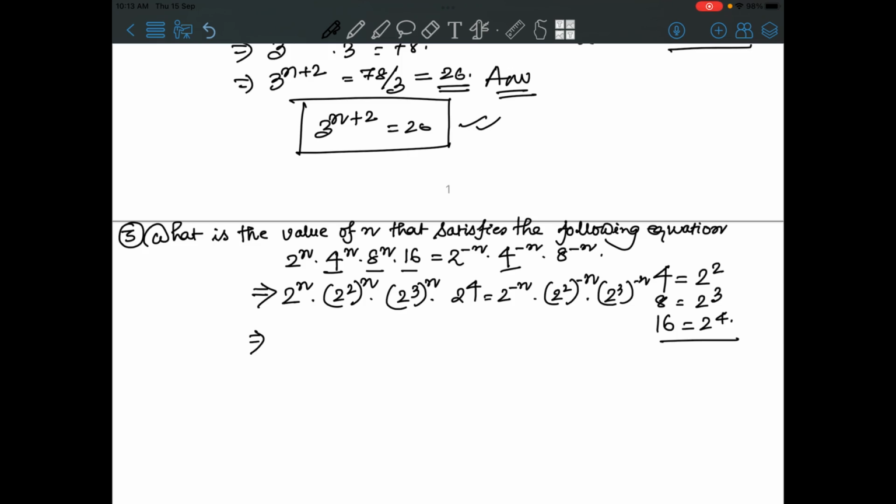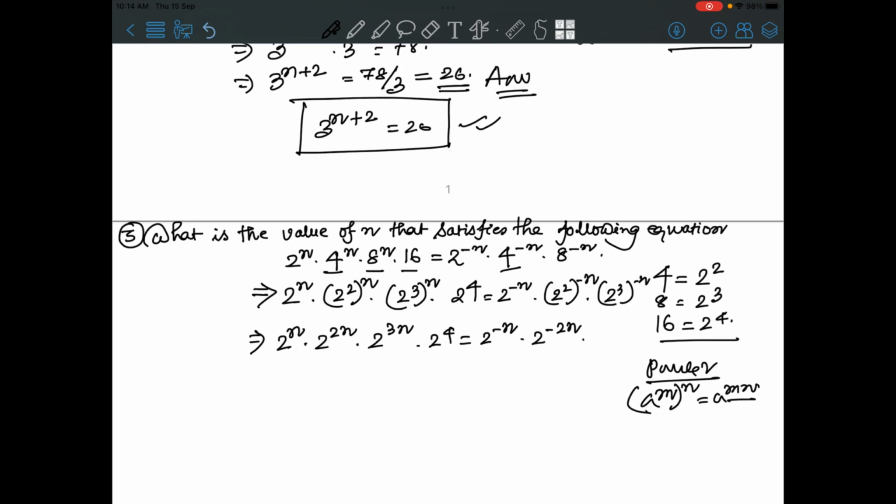Again, we will use the formula of power: a to the power m whole to the power n is equal to a to the power mn. So in this case, 2 to the power n into 2 to the power 2n into 2 to the power 3n into 2 to the power 4 is equal to 2 to the power minus n, 2 to the power minus 2n into 2 to the power minus 3n.